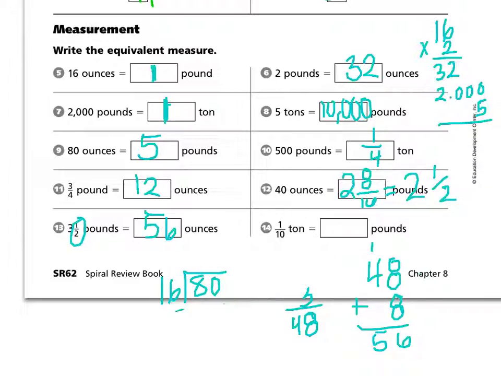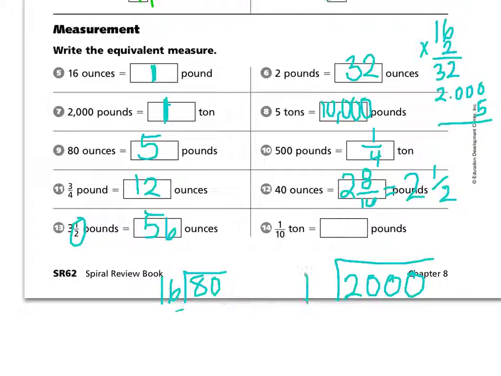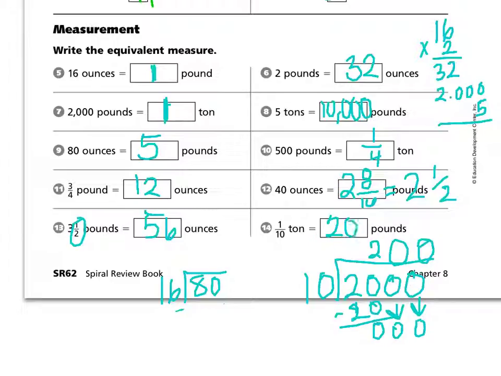Now I need to find 1/10 of a ton equals how many pounds? Well, I'm going to divide 2,000 by 10, and I know that it goes into 20 twice. Goes into 0 times, goes into 0 times. So I know 1/10 of a ton is 200 pounds. Remember to keep all of your work.